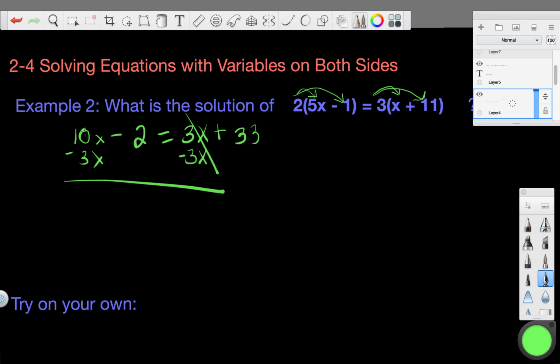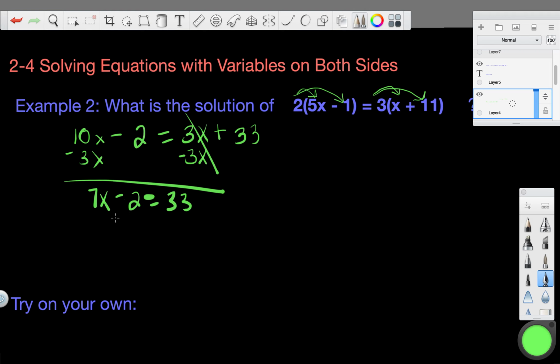So my left-hand side becomes 10x minus 3x. I'm left with 7x minus 2 equals, this goes away, and I'm left with 33. Okay? So I have a 7x and a 2. My 2 is furthest away, so I'm going to deal with that first.